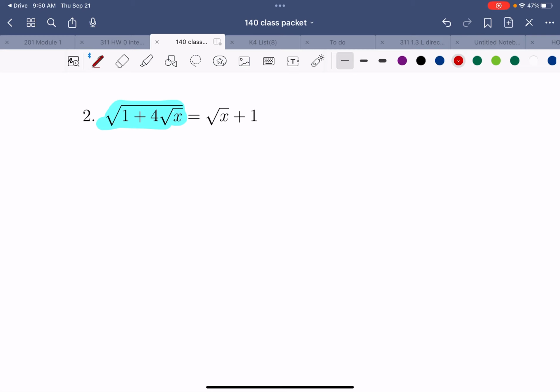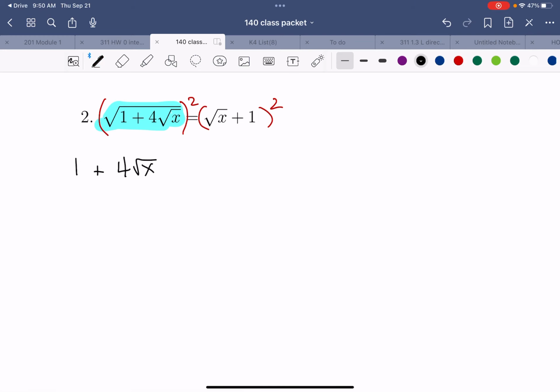So we're going to go ahead and square both sides. On the left, that gets rid of my square root, so I have 1 plus 4 root x over there. And then I'm doing root x plus 1 times root x plus 1. Well, root x times root x is going to give me just a plain old x. When I multiply the inside and the outside, there's a square root of x there twice, so that's plus 2 root x. And then 1 times 1 is plus 1.